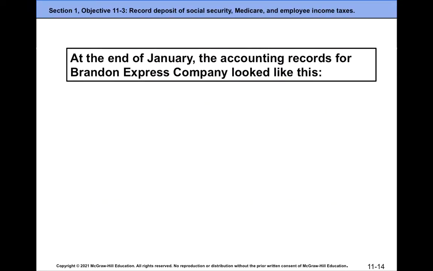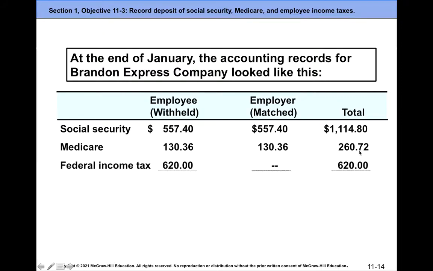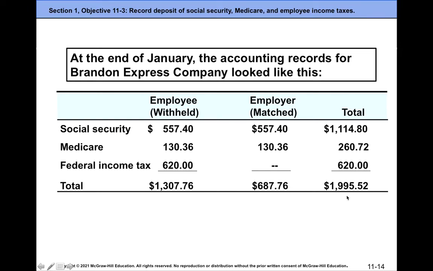At the end of January, these are our records. We have employees' and employers' Social Security, and the total is doubled, $1,114.80. And then Medicare, you can see the amount right here, $260.72. And the employee's portion of federal income tax, $620. So we have to make a monthly deposit. We have to make an electronic transfer of $1,995.52.